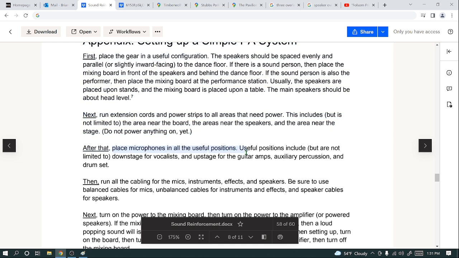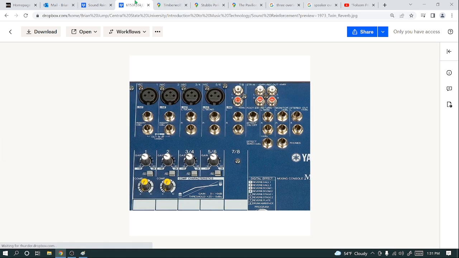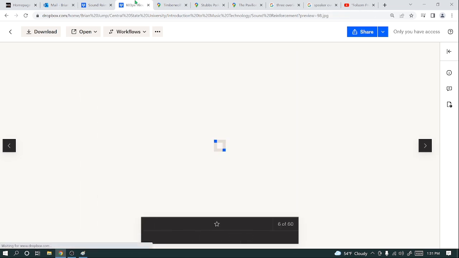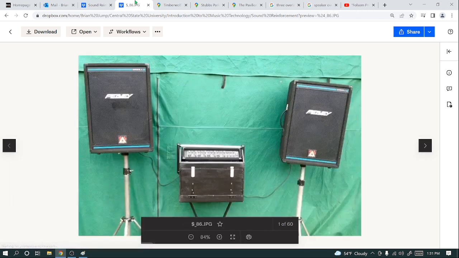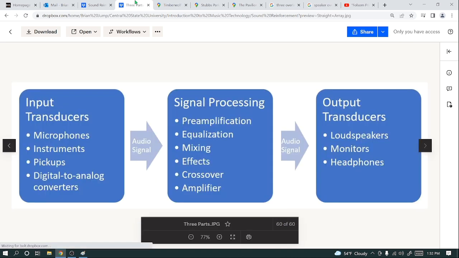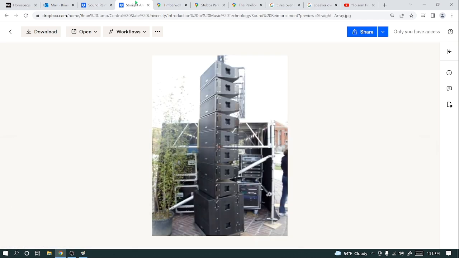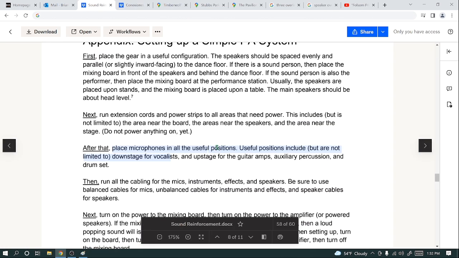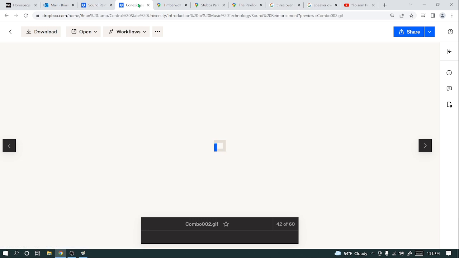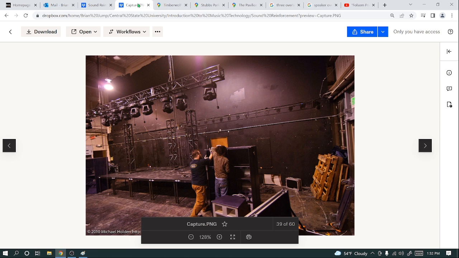Okay, put the microphones in a useful position, which includes downstage for vocalists and upstage for the guitar amps. That's musical theater speak. And there's a line array. Here's the world's saddest PA system. Super awesome. That's a totally straight array. No arc there. What am I looking for? Oh, upstage and downstage. This convention of demarcating the specific parts of the stage.